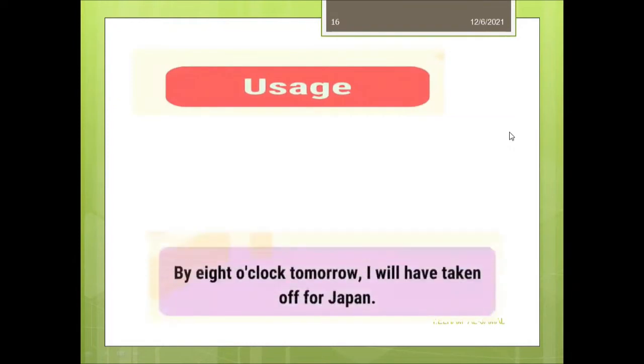The usage of this tense. Number 1, or example number 1: by 8 o'clock tomorrow, I will have taken off for Japan. Now here the keywords help me to know this structure or this tense in the future perfect. This part. What does this part mean?